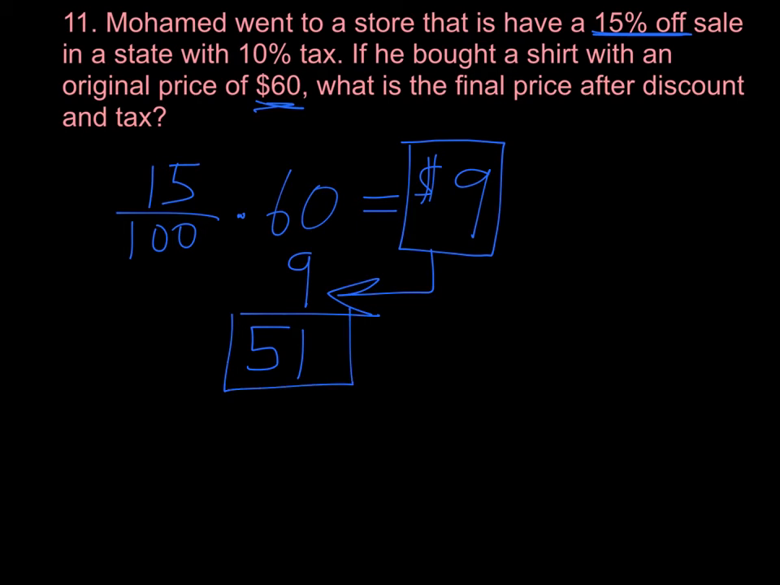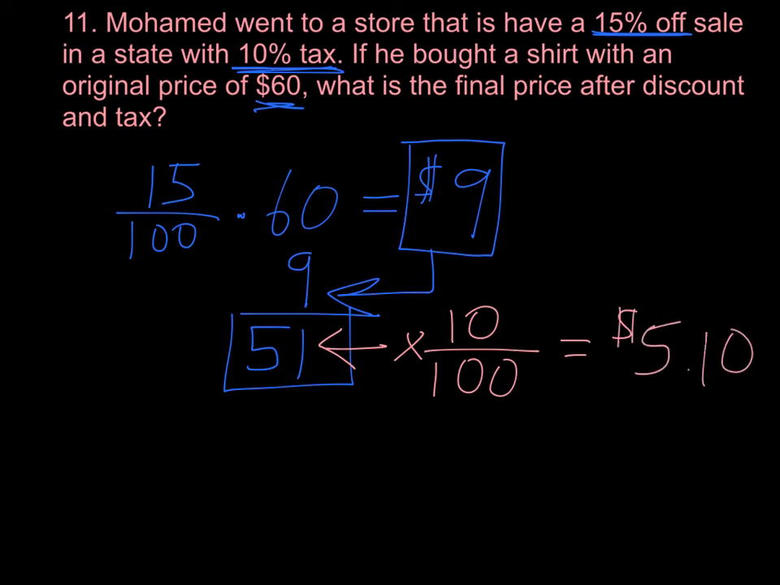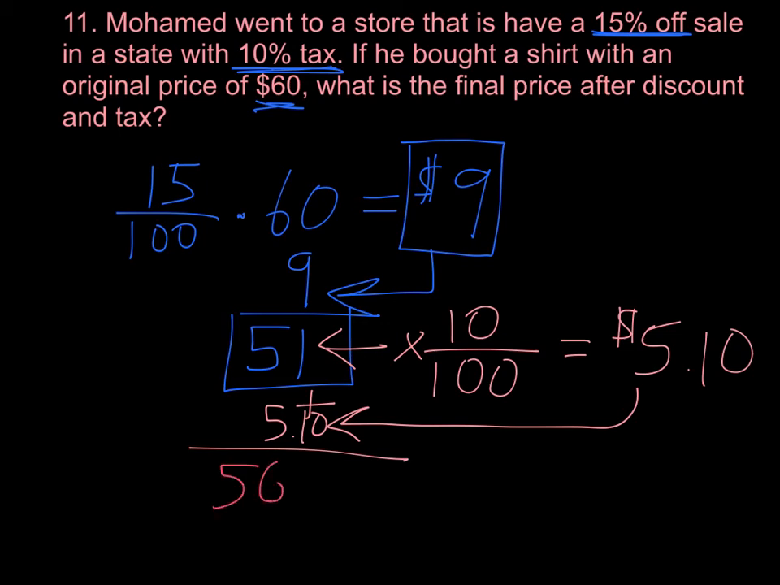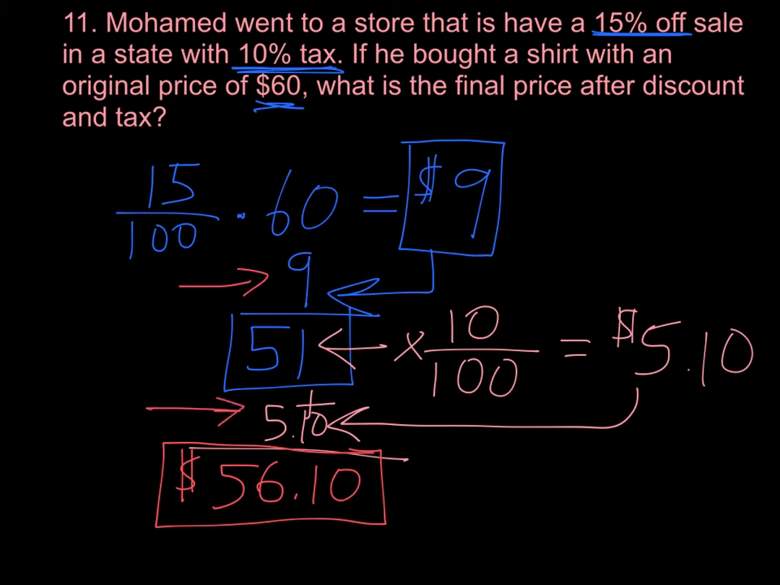We have to pay tax, and in this state, there's 10% tax. So if I take the sale price of $51 and I multiply it by 10% tax, I get $5.10. Tax makes things more expensive, so when I add $5.10 to the sale price of $51, I get a total of $56.10. That is the final price after my discount of $9 and my tax of $5.10.